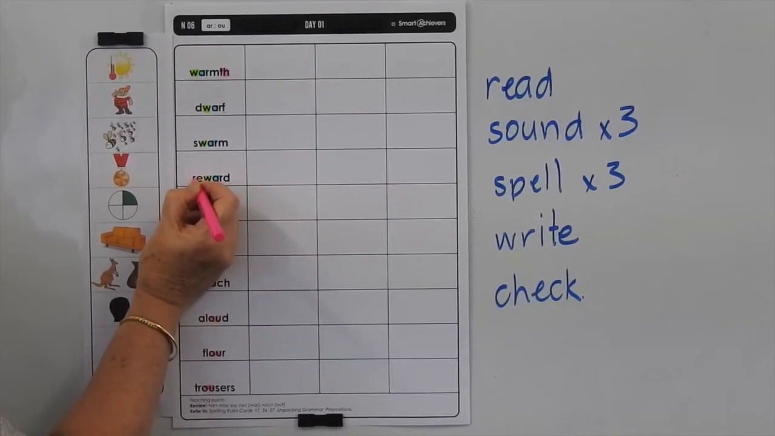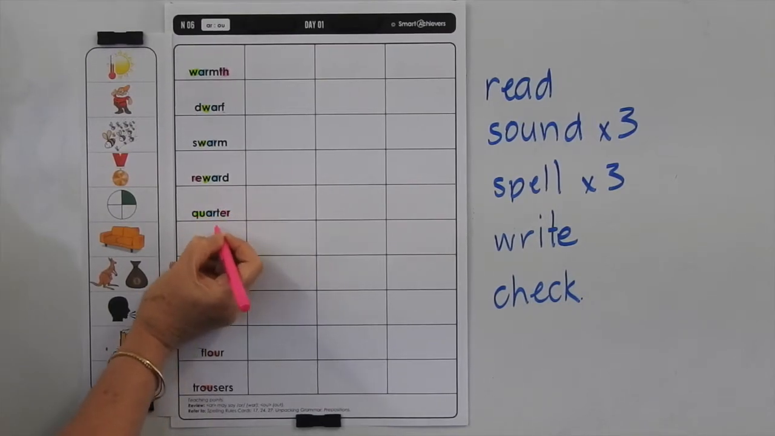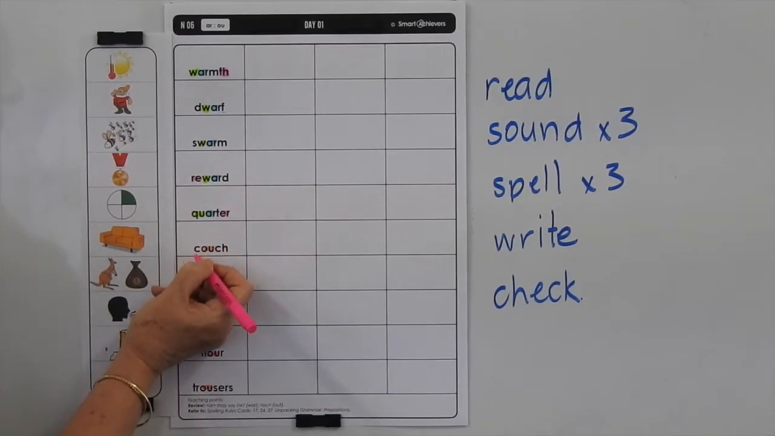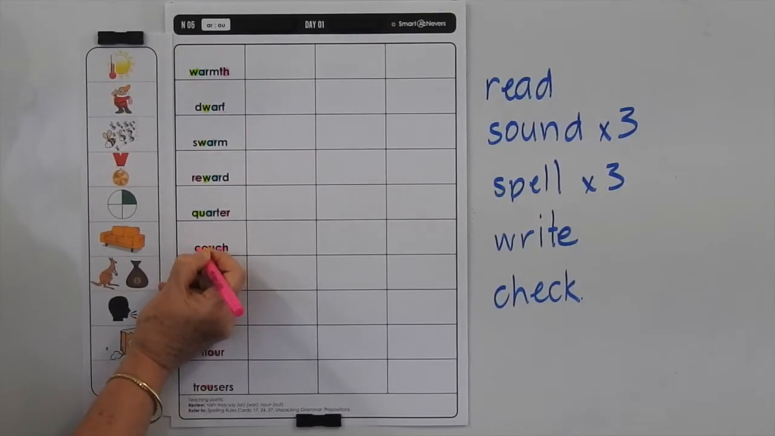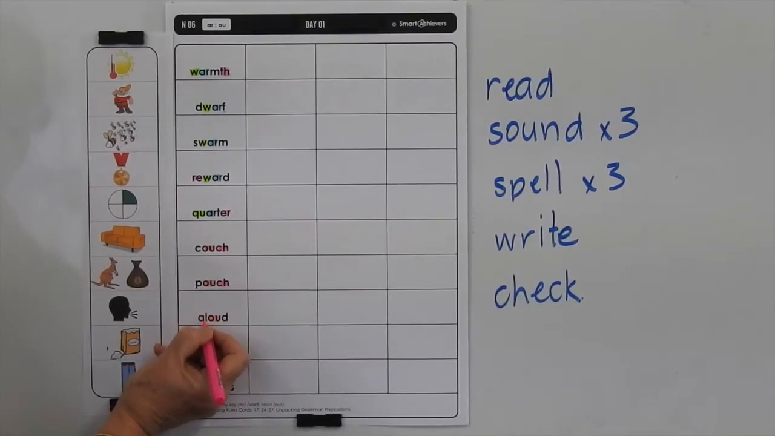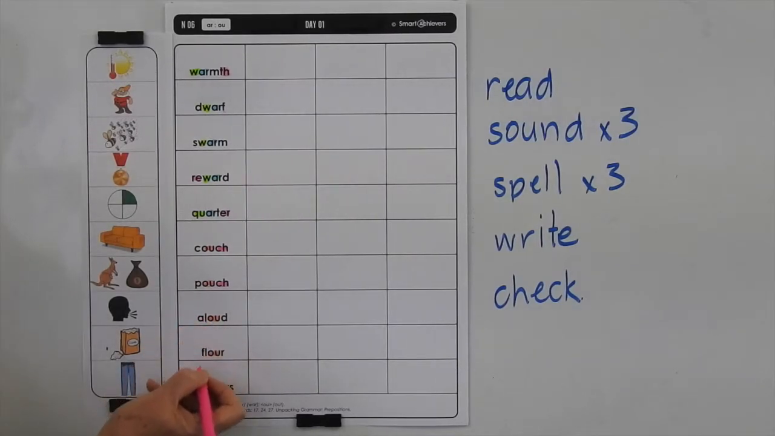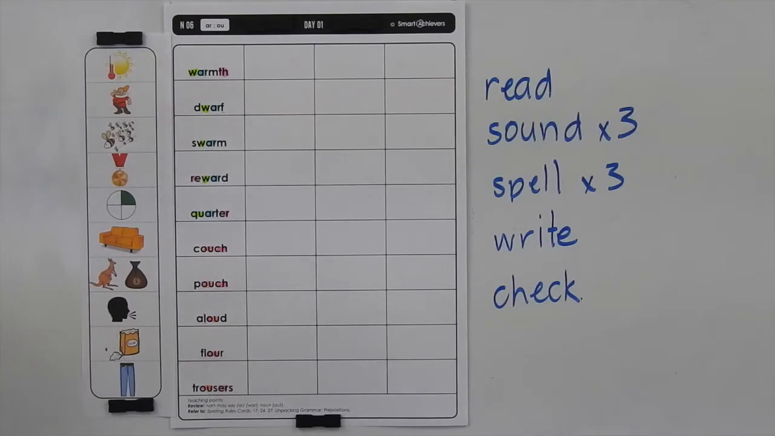Swarm, nothing. Reward, the prefix re is RE. Quarter, we might say quarter, but we know to write ER for that sound at the end of a word. Couch, we've got the CH. And you know to use a C before an A, O, U, L or R for the k sound. Pouch, we've got the CH. Allowed, we've only got one L there, so you might give that a schwa sound, but you know to write an A there. Flower, you've got the R on the end. Trousers, you've got the ER on the end of that, making the sound. Or you might even give it a schwa sound.